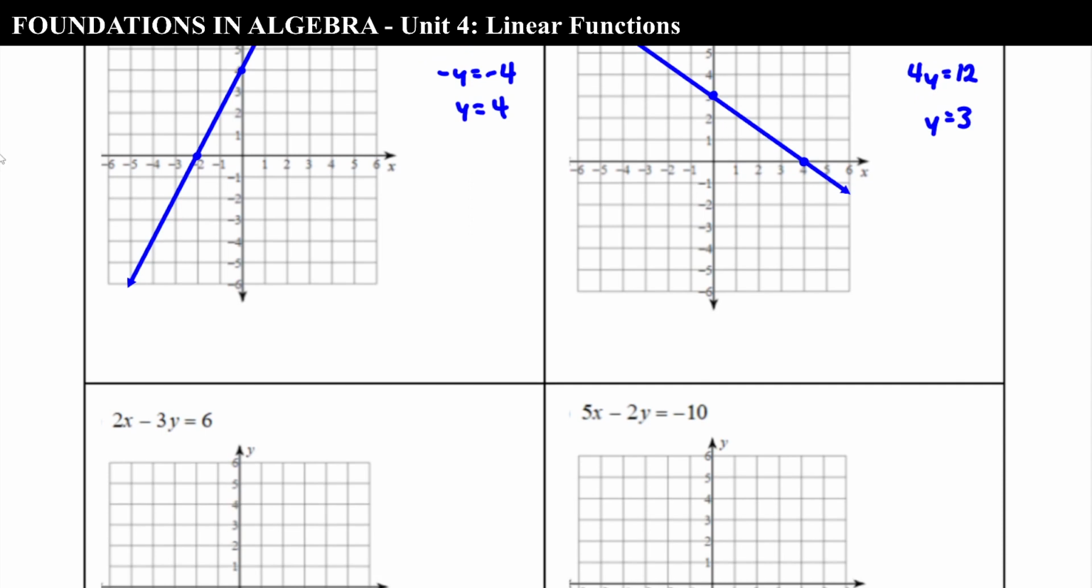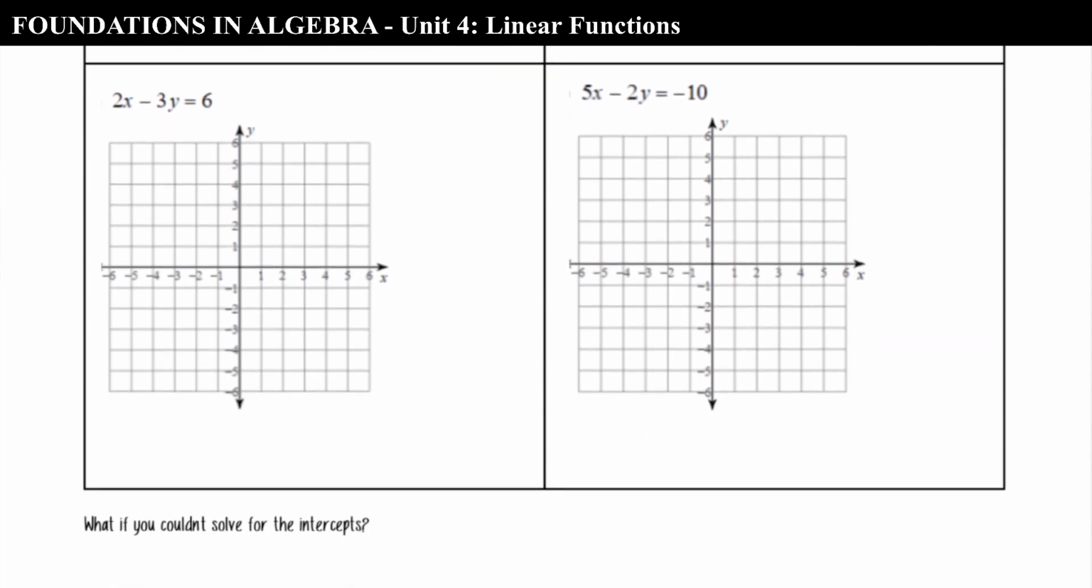For the next one, we have 2x equals 6. Divide each side by 2, and you get x equals 3. You have negative 3y equals 6. Divide each side by negative 3, and you get negative 2. So our x-intercept is 3, our y-intercept is negative 2, and we plot our line through there.